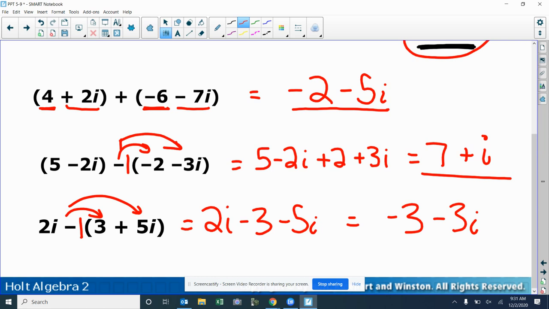Adding, subtracting, how do we feel there? That's not too bad. I think all of us should do pretty well on that part of the assessment. Would you agree? Fantastic.